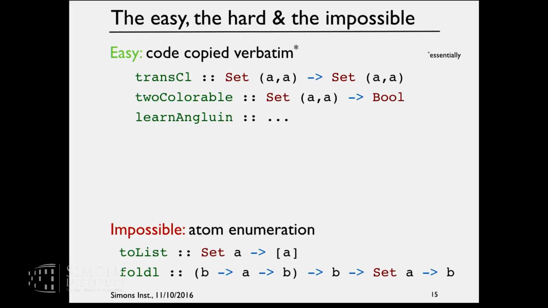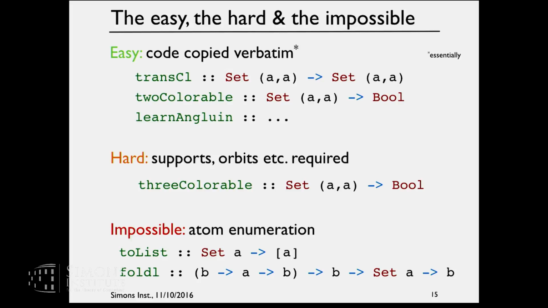There are impossible things. Impossible things are those that rely on enumeration of atoms. So for example, there is no way to produce a list of elements of a definable set, and we don't expect it to be possible. There is also the function fold left that really relies upon ordering on elements of a set. It enumerates the elements of a set in some order and then computes some value. This is also impossible, and we fully expect that.